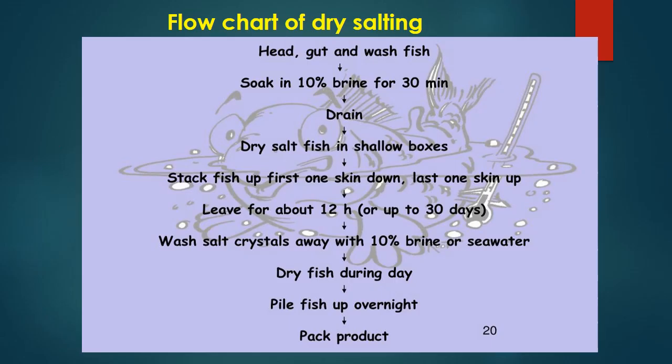Here we can see the flow chart of dry salting as I have explained the steps. First there is heading and gutting and washing the fish. Then soak in 10% brine for 30 minutes and drain the water. Then dry salt fish in shallow boxes. So here in the stacking of fish, in the first layer the skin will be downwards, whereas in the last layer the skin will be up. It should be left for curing, sometimes 12 hours and it can be up to 30 days depending on the purpose and many other aspects.